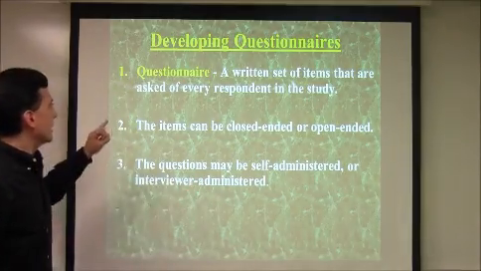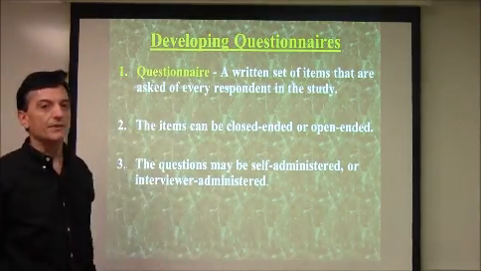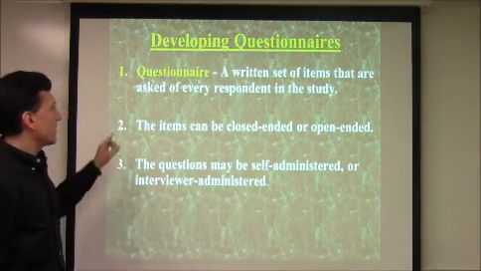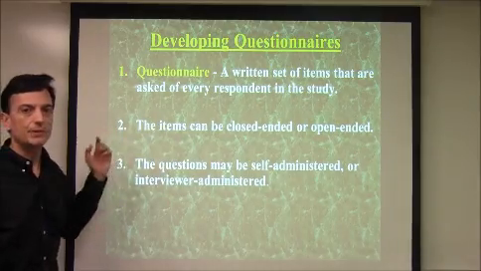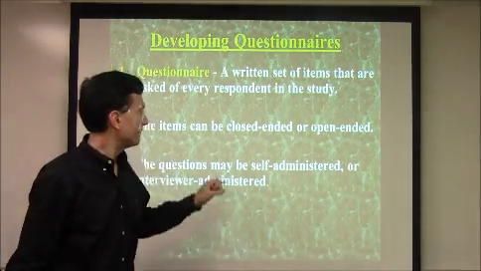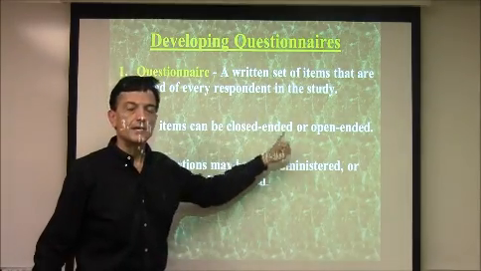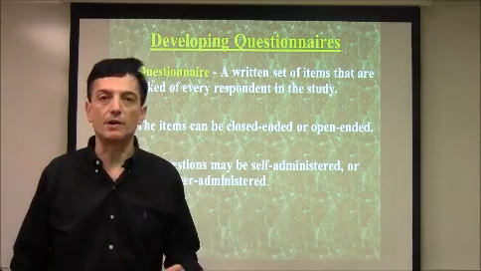So let's start by defining what we mean by a questionnaire. We can define a questionnaire as a written set of items that are asked of every respondent in the study. And we can distinguish between different kinds of items that we might have on our questionnaire. One variety is closed-ended. In a closed-ended item, we have a fixed number of possible responses.